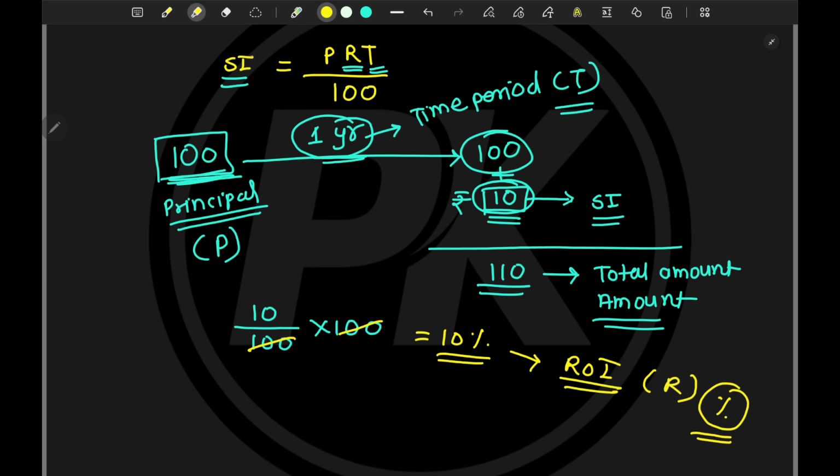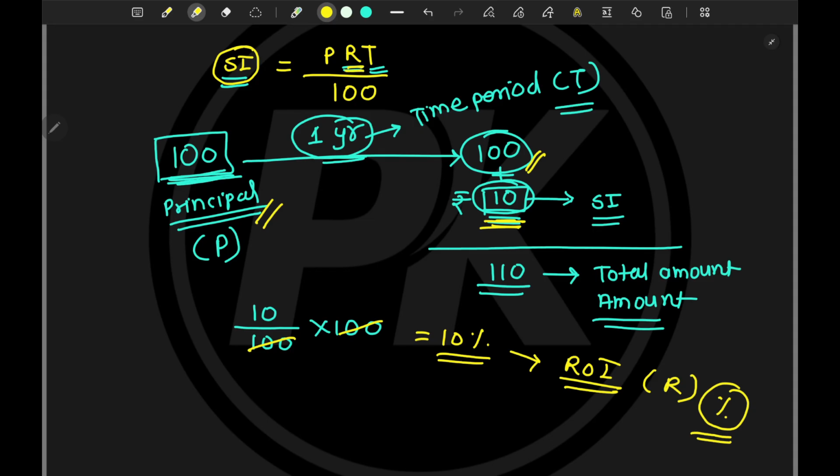Okay, so now are you clear? SI is simple interest. Simple interest is the amount of money I am getting back over the principal amount. My principal amount is 100, and over that I am getting 10 rupees. So that is my simple interest.